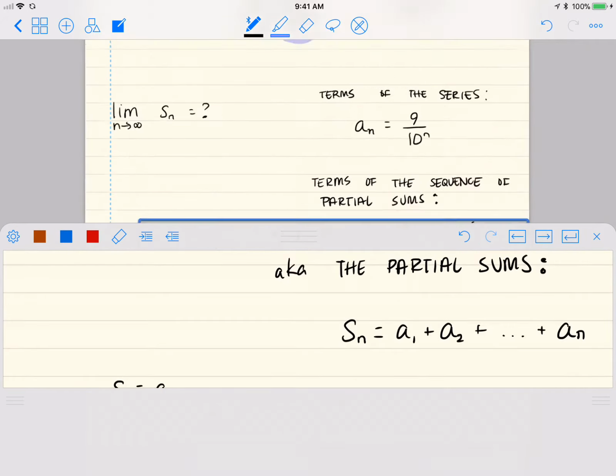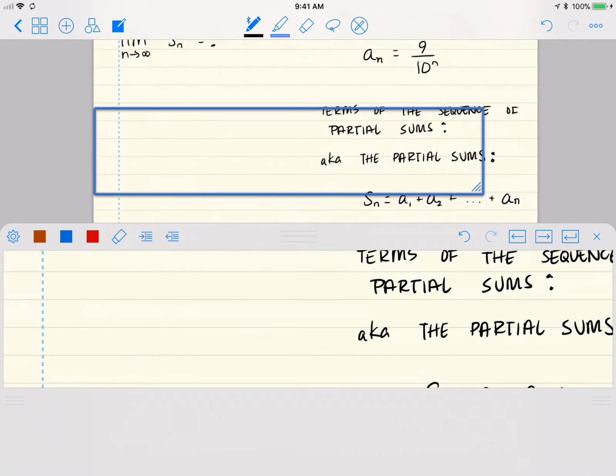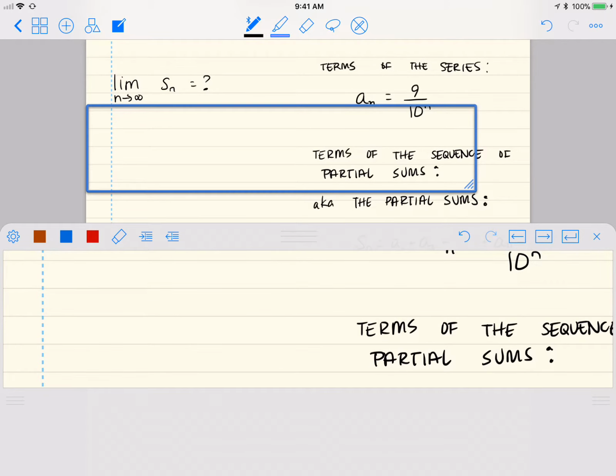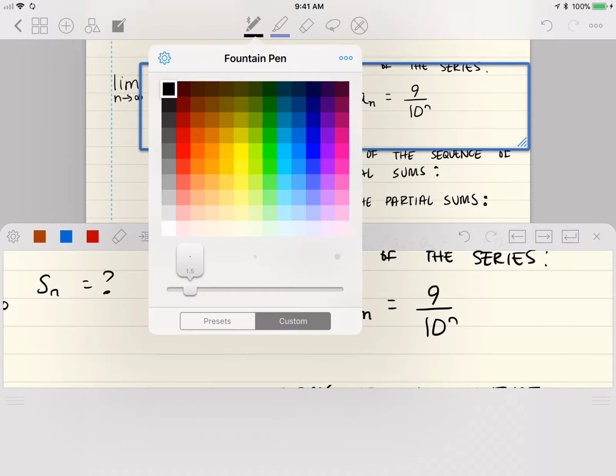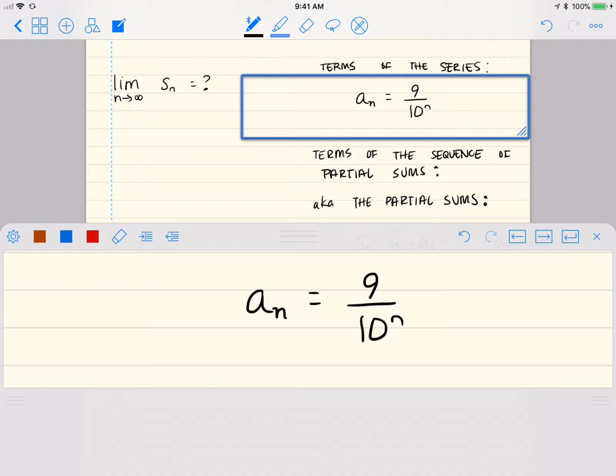Now, let me go back and actually write a few of my terms. A sub n is 9 over 10 to the n. So S1 should be equal to just 9 over 10. And this is what I get when I plug in n equals 1. This might be helpful: A1 is 9 over 10. A2, 9 over 100. A3, 9 over 1,000. A4, 9 over 10 to the fourth power, dot, dot, dot.